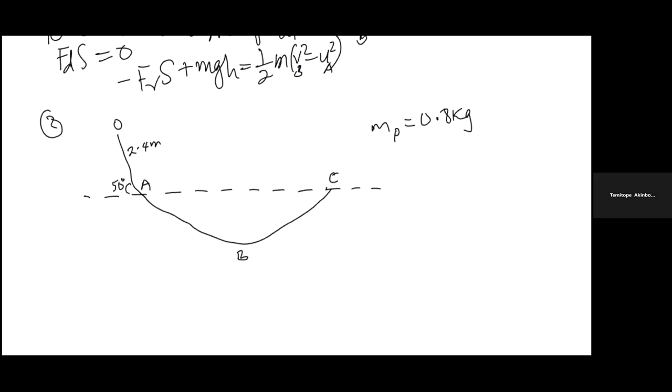Find: Question A. The kinetic energy of P at A. Question B. The speed of P at C. Question C. The greatest speed of P is 8 meters per second.